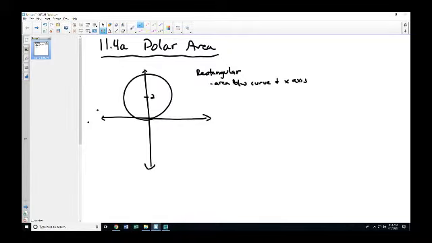So if I did an area calculation here, I would be calculating something of this nature, right? Okay? That's what we're used to. Polar changes it.